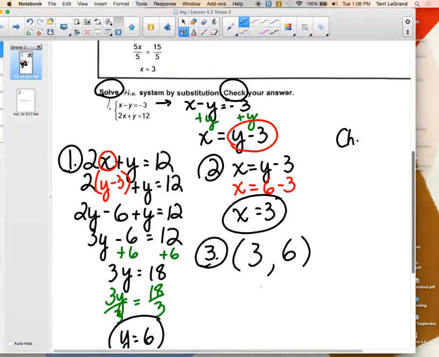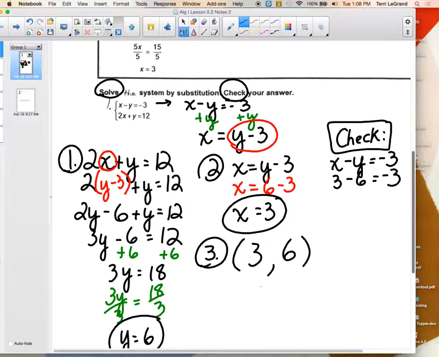So check. And we have to do this in your homework today. So let's start with the first equation. Remember, we're not going to take the new name we gave it. We're going to take the name it started with. x take away y equals negative 3. What's going in for x? 3. What's going in for y? 6.